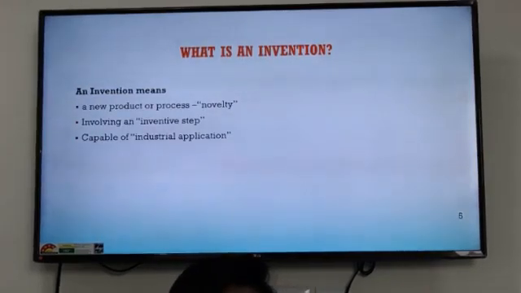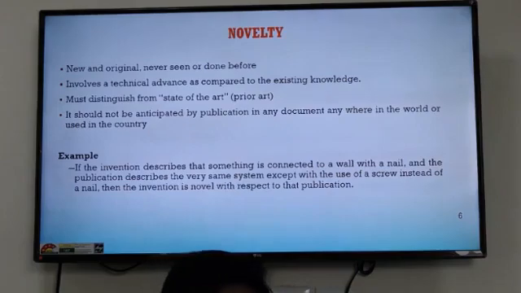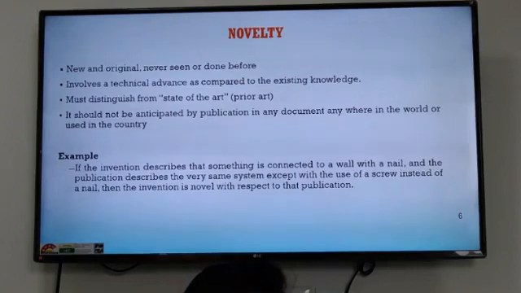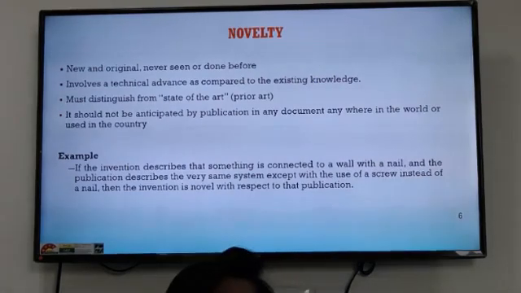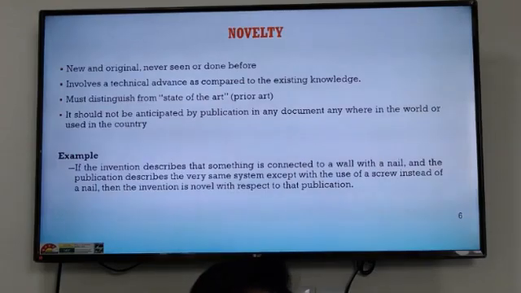So we're saying it's a new product or process, that is the novelty requirement. The second is it should involve an inventive step. And the third is that it should be capable of industrial application. So what is novelty? Novelty is something that is new and original, that has never been seen or done before. In other words, if you look at the existing knowledge in that particular domain, whatever that domain may be, it may be technology, it may be biochemistry, whatever it may be, you come up with something which is a technical advancement over that existing knowledge.